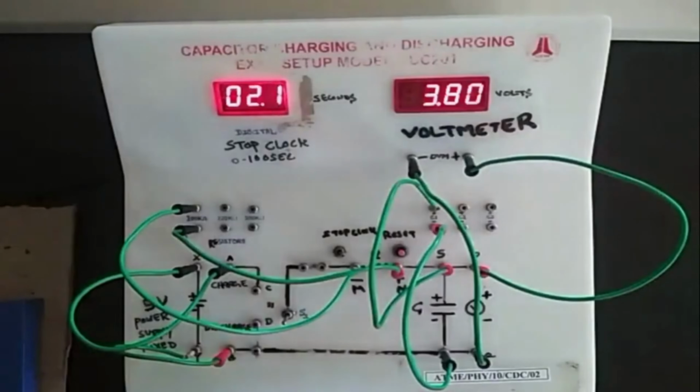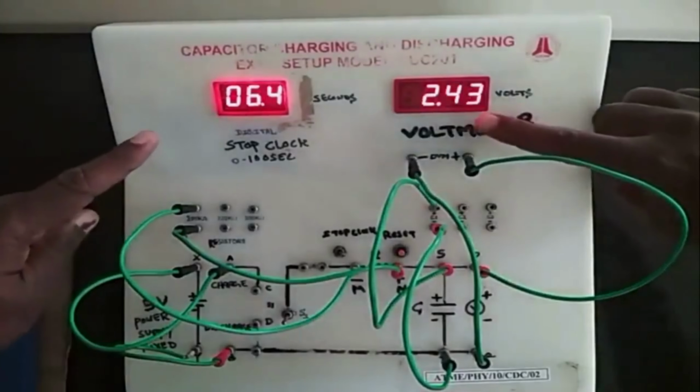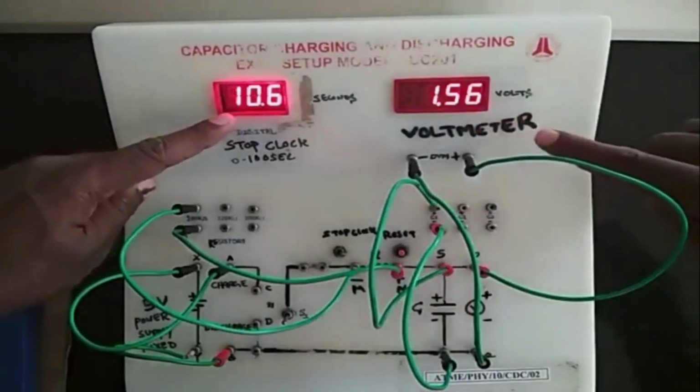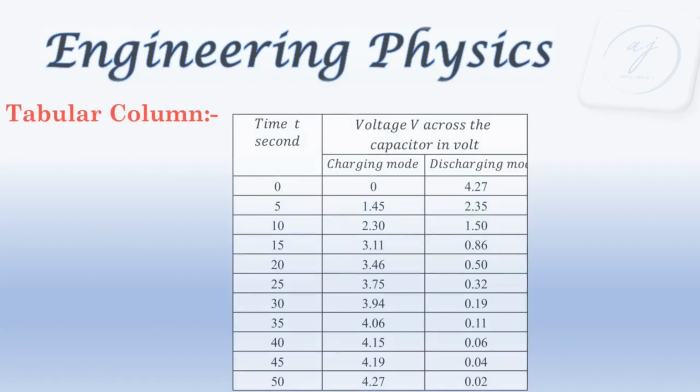Then note down the potential difference across the capacitor for every 5 seconds in discharging mode, like 5, 10, 15, till it reaches 50 seconds. Note down the potential difference across the capacitor for every 5 seconds. Readings are tabulated.